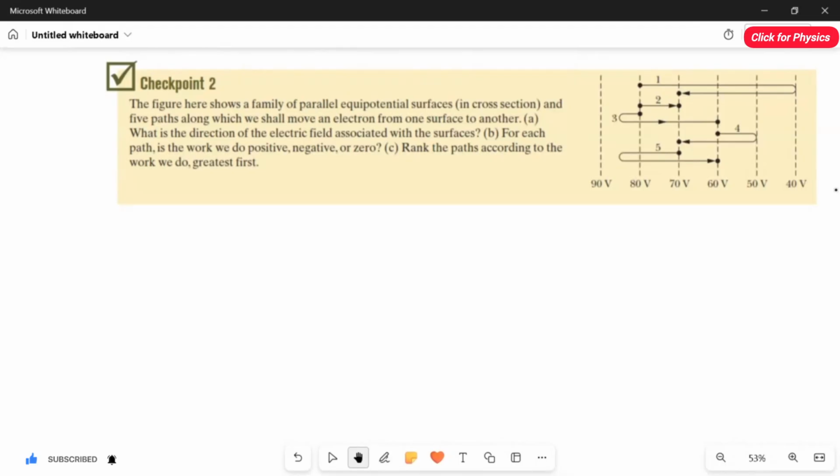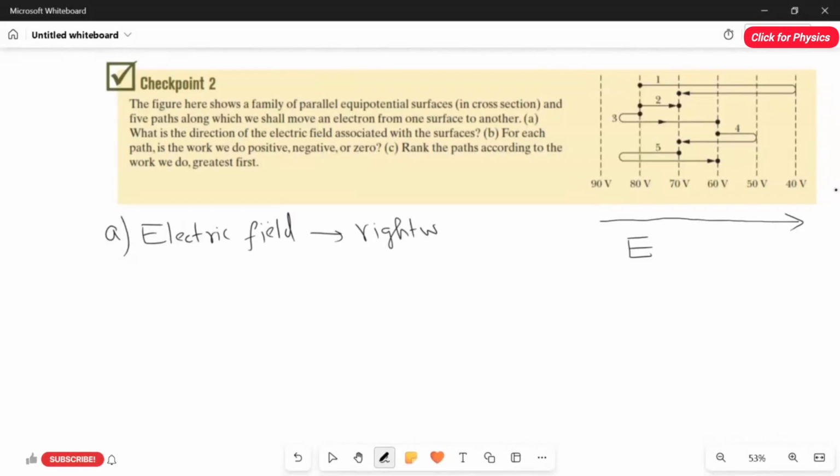What is the direction of the electric field? As we already studied, the electric field lines always move from higher potential to lower potential. You can see here the higher potential is 70 and the lower potential is 40. So the electric field lines move from high potential to low potential. Based on the figure, the electric field lines are pointing in the rightward direction. The answer here is the electric field is towards the rightward direction. Clear? So this is the answer for the first part.